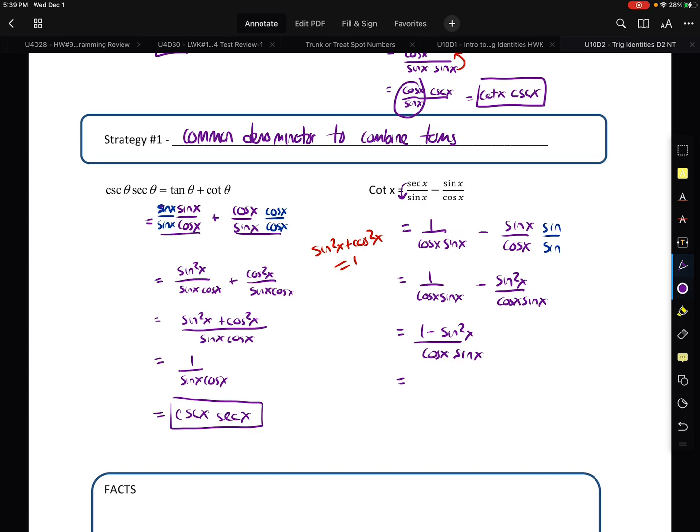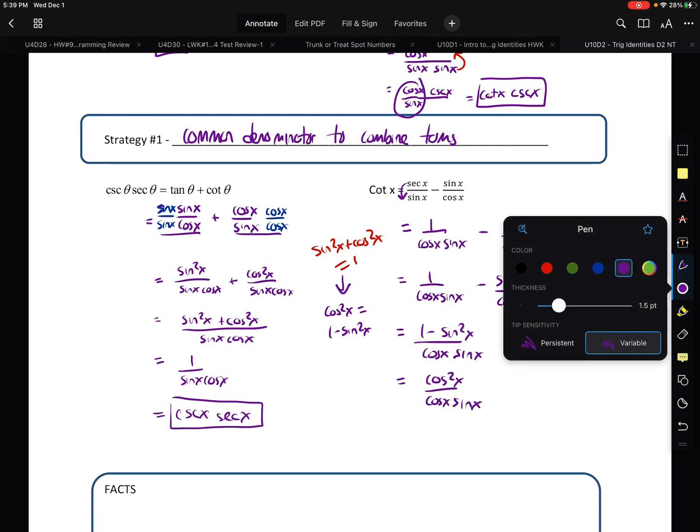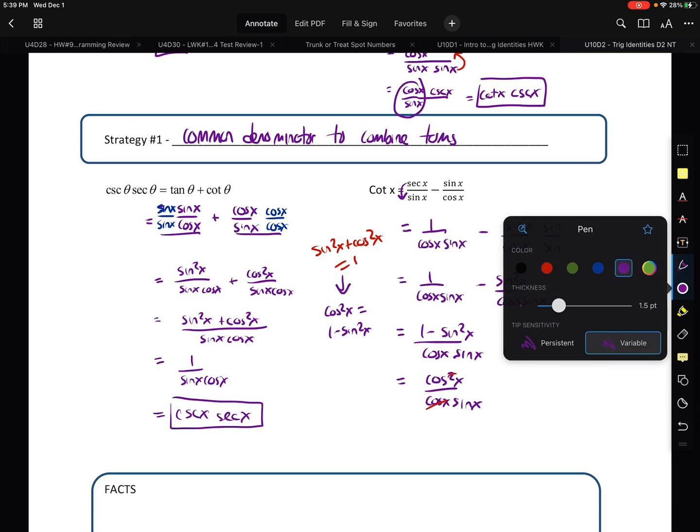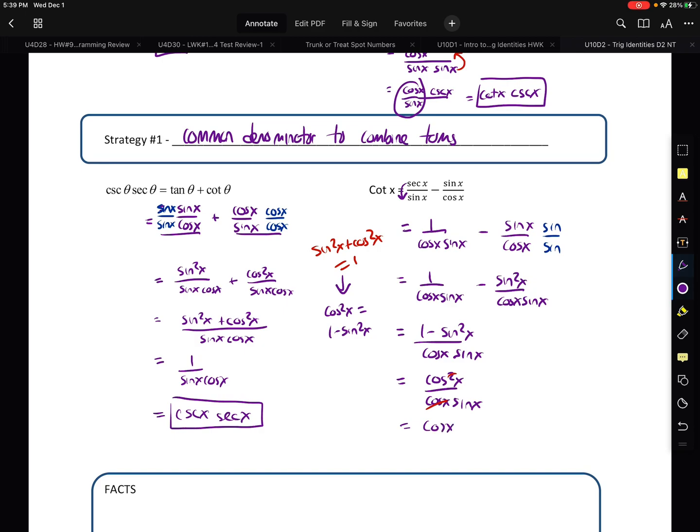All right, what's my next move? Well, 1 minus sine squared x, if I modify this, would be cos squared x. So I got cos squared x over cos x sine x. Cancel, cancel. Left with cos over sine, which is cotan. Done.